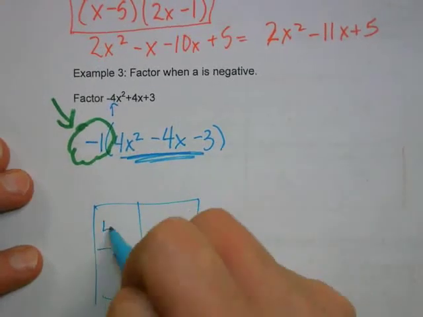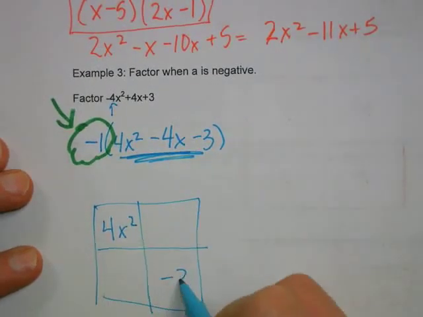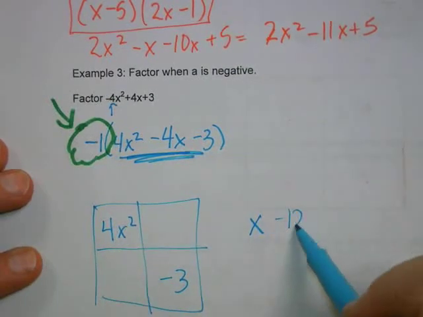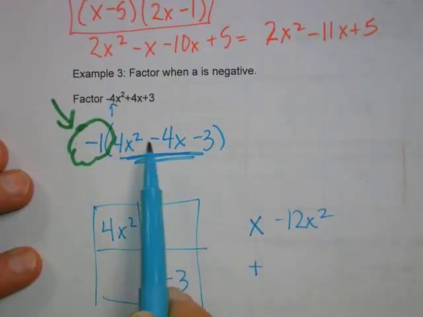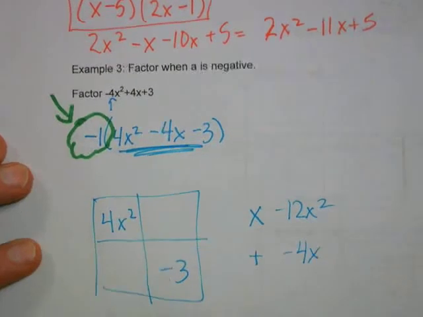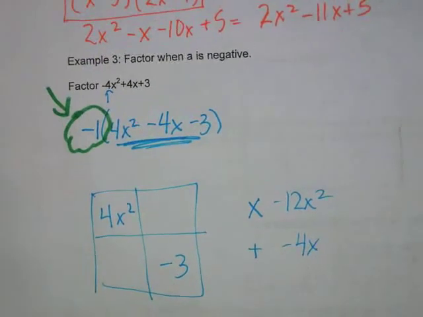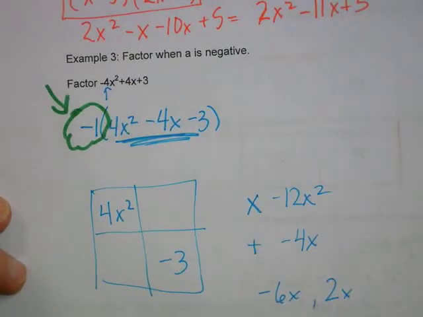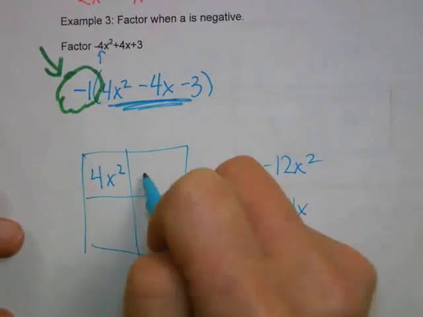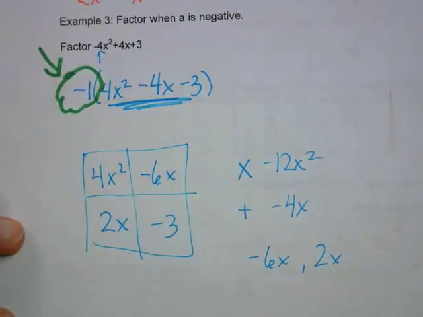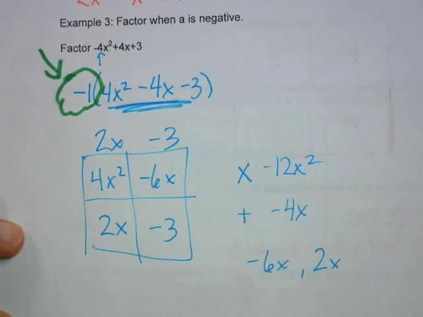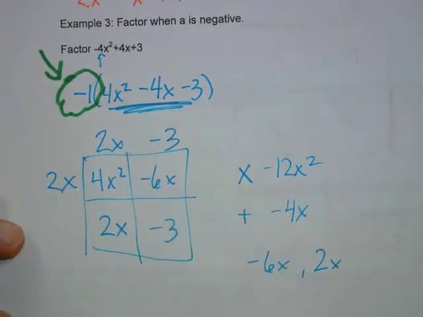So I have 4x squared and minus 3. What multiplies to equal these two, so negative 12x squared, and what adds to the middle term, which is negative 4x? Okay, so think about your factors. It's going to be 6 and 2, isn't it? And it's going to be the negative 6x and the positive 2x. Those are going to be my two terms. Doesn't matter where you put them. Factor your columns and rows. So we have 2x minus 3, 2x plus 1.